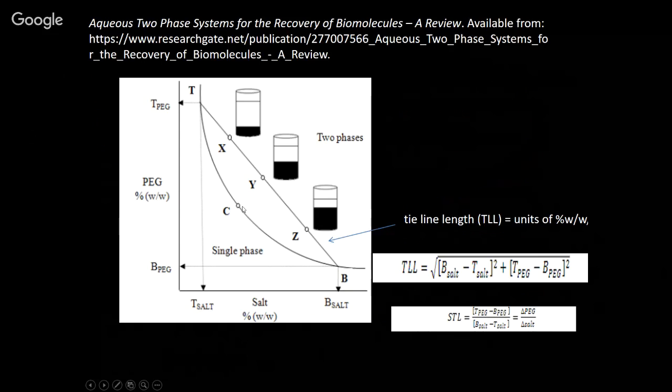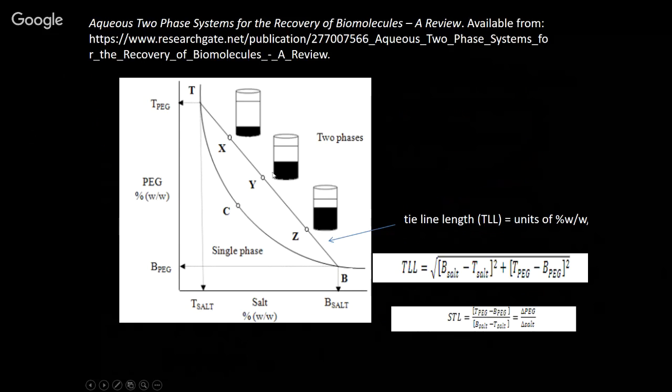So you don't like to operate at the critical point because you will not get separation, or you will not see a difference in the concentration of PEG and the salt in the top and the bottom phase. Ideally you would like to operate away from it. If you look at these points X, Y, Z, the total concentration of PEG may be the same, but the concentration of the PEG and salt in the top, as well as in the bottom, are different for these particular points.